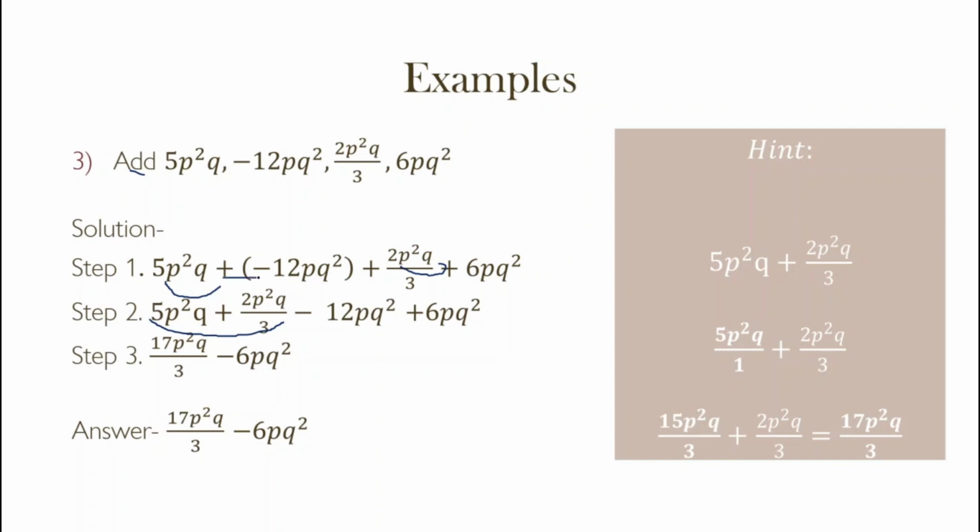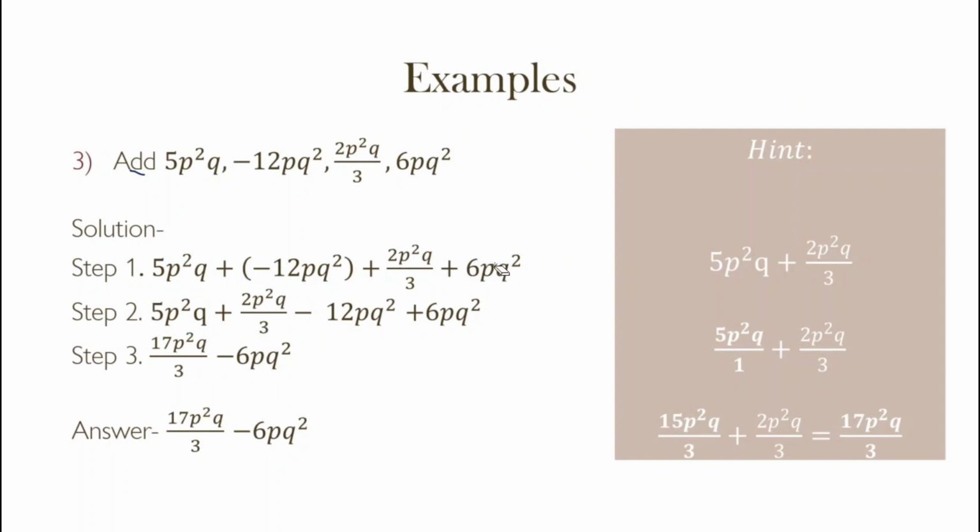Now plus minus is minus. We have just learnt about it. Whenever there are two opposite signs, the answer is negative. So that's why minus 12pq². Like term to pq² is pq², which is 6pq². So writing them together, now solving them.